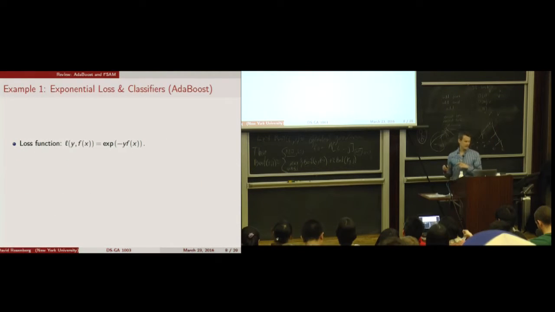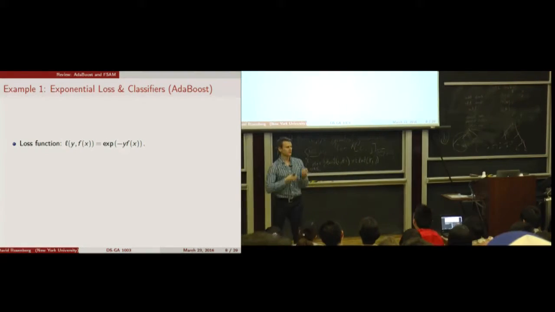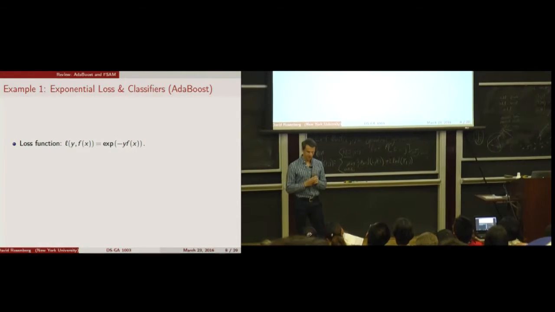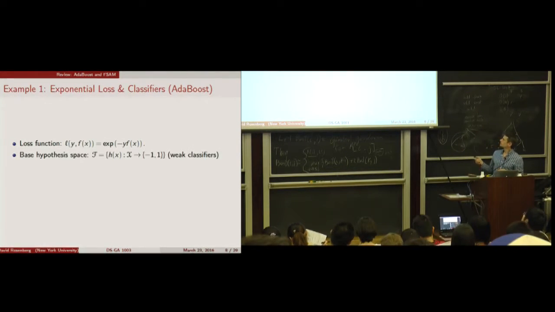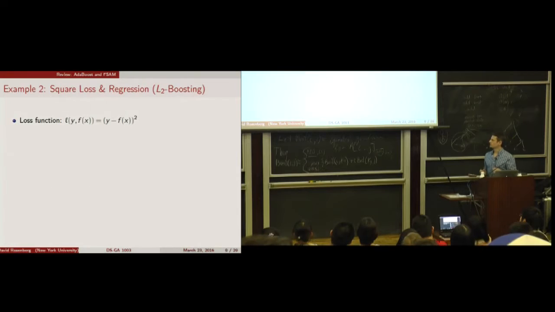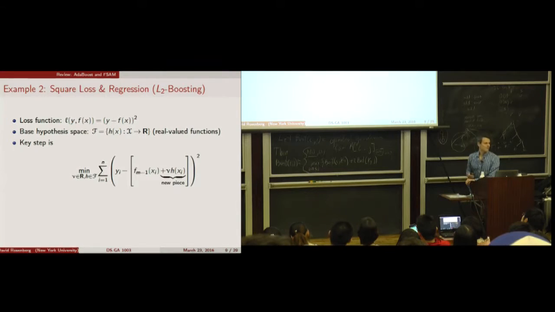So in some sense, AdaBoost with exponential loss, with classifiers as our base hypothesis space, is one example of forward stage-wise additive models, right? FSAM was the general framework where you had to pick a loss function and a hypothesis space. So I picked exponential loss and -1, 1 classifiers, and we get AdaBoost. Fantastic. Example two. Pick the square loss, and I pick a hypothesis space of regression type functions, some hypothesis space that produces real values. So let's look at FSAM in that setting.